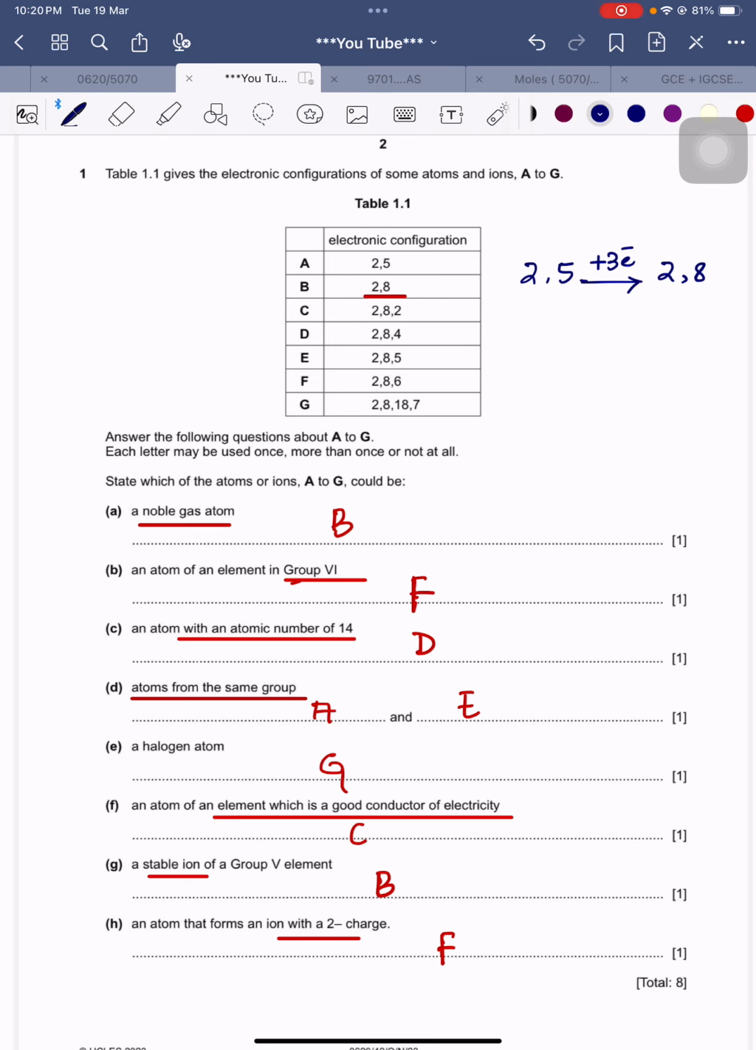Okay. Then they are asking about the last part, an atom that forms an ion with a -2 charge. It is F. How? Because it has 6 electrons in its outermost shell, it is going to convert it into 8 by gaining 2 electrons. So that's why it is -2. So these are the things which relate the periodic table and atomic structure chapter and the bonding chapter together. They are interlinked with each other.